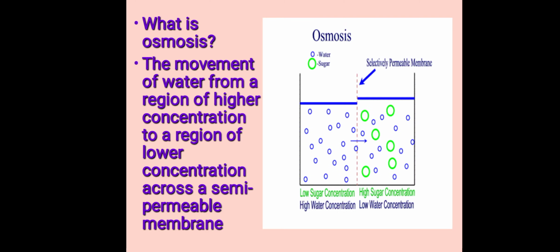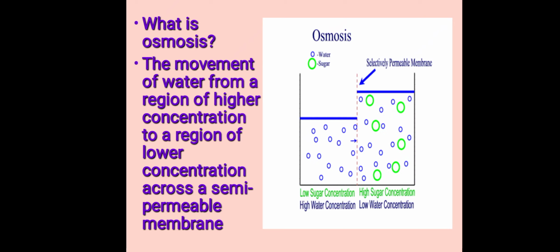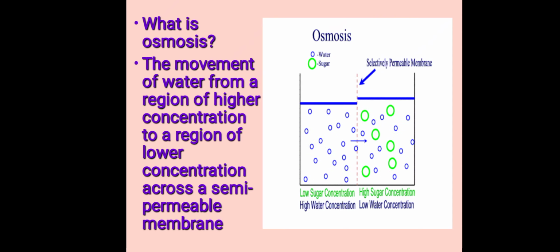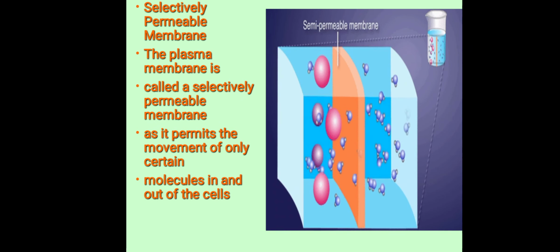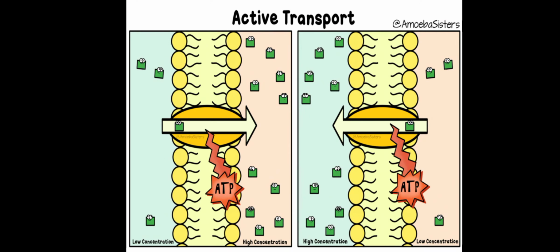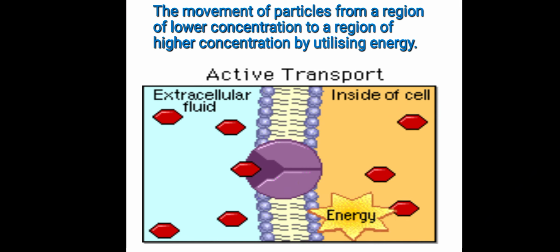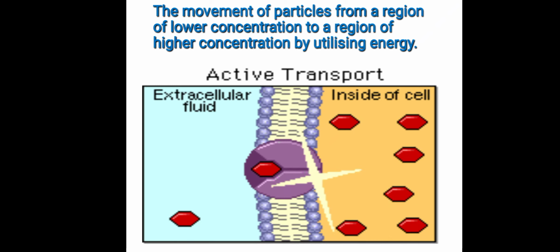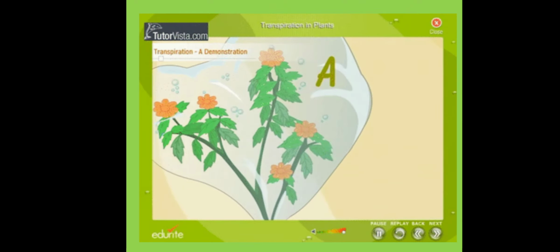So, class, today we have learned about osmosis, the movement of water from a region of high concentration to a region of low concentration across a semi-permeable membrane. We have come to know about selectively permeable membrane. We have also come to know about active transport, movement of particles from a region of low concentration to a region of high concentration by utilizing energy. We have come to know about a very important point, that is transpiration in plants.